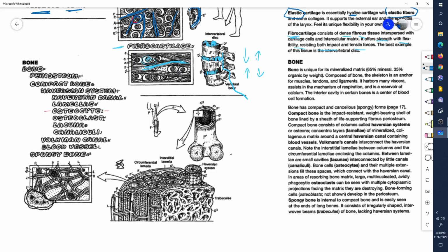Let's move on to bone. And I've expanded the screen here. Bone is very similar to cartilage, except that it is mineralized. The cells, the osteocytes, lay down hard mineral inside the bone, making it, well, hard. The bone makes up the skeleton, which is the anchor, as you know, for muscles and tendons and ligaments.